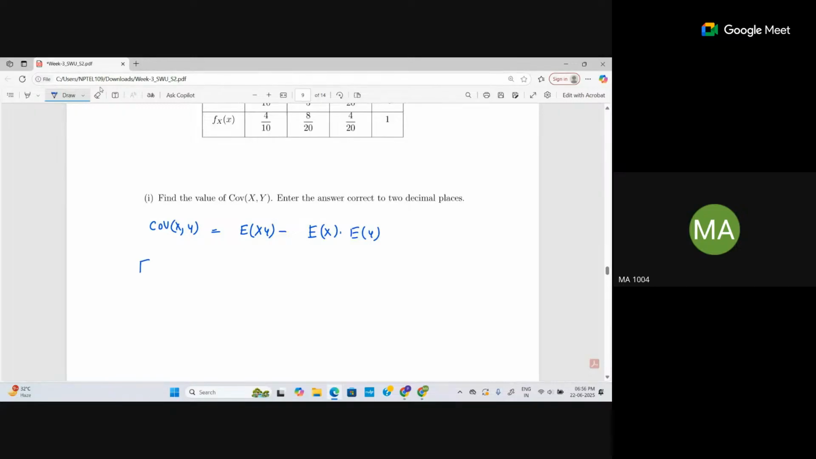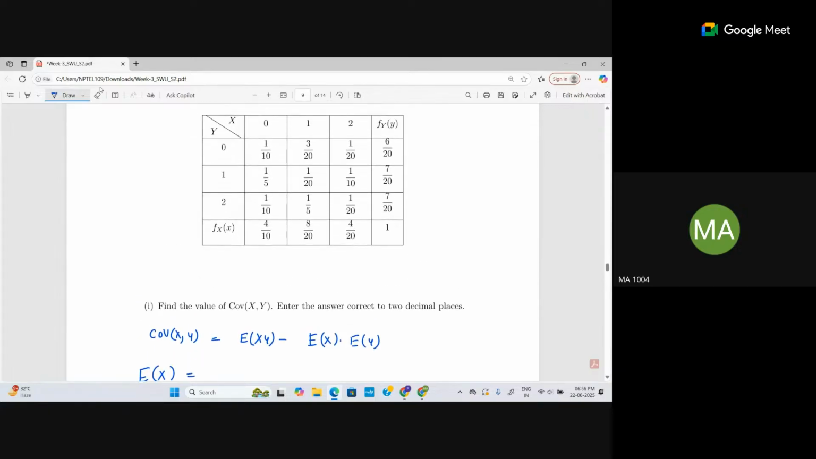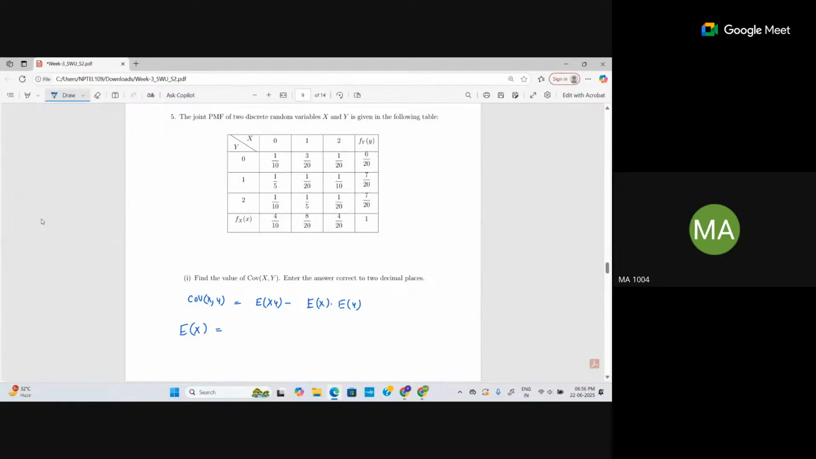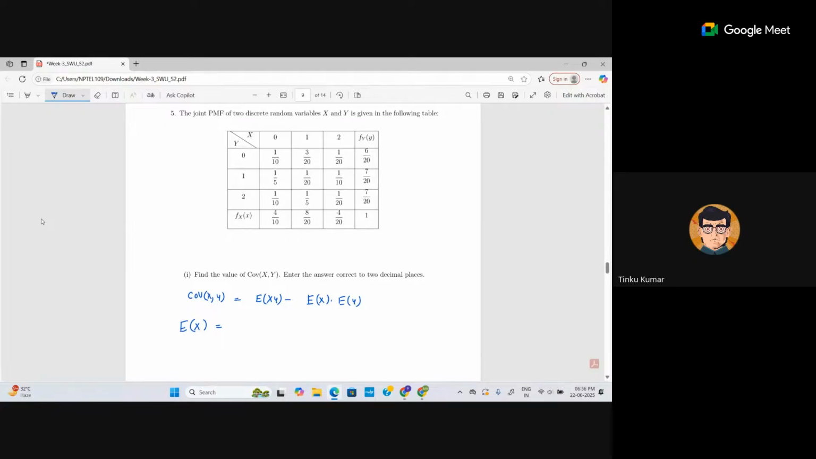So the expectation of x. How we will calculate it? Yes, tell me what is the first step? Multiplying 0 with 4 by 10. 0 into 4 by 10. Then plus 1 into 8 by 20. Plus 1 into 8 by 10. Plus 2 into 4 by 20.